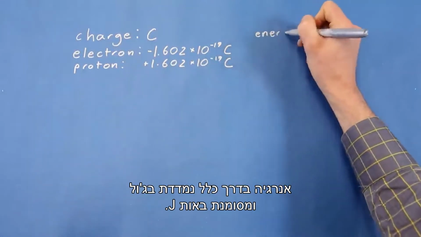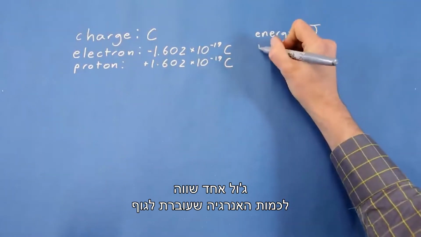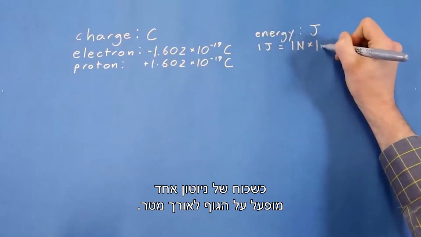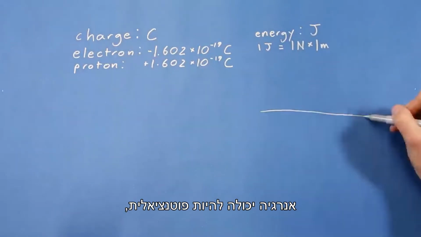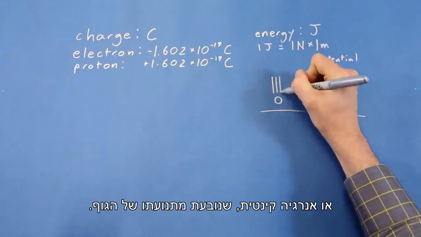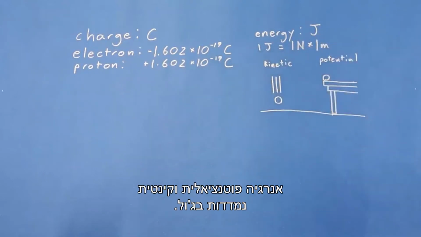Energy is usually given in joules, which is abbreviated with the symbol uppercase J. 1 joule is equal to the amount of energy transferred to an object when a force of 1 Newton is applied to that object over a distance of 1 meter. Energy can either be potential, which results from an object's position or arrangement, or kinetic, resulting from the object's motion. Both kinetic and potential energy are given in joules.